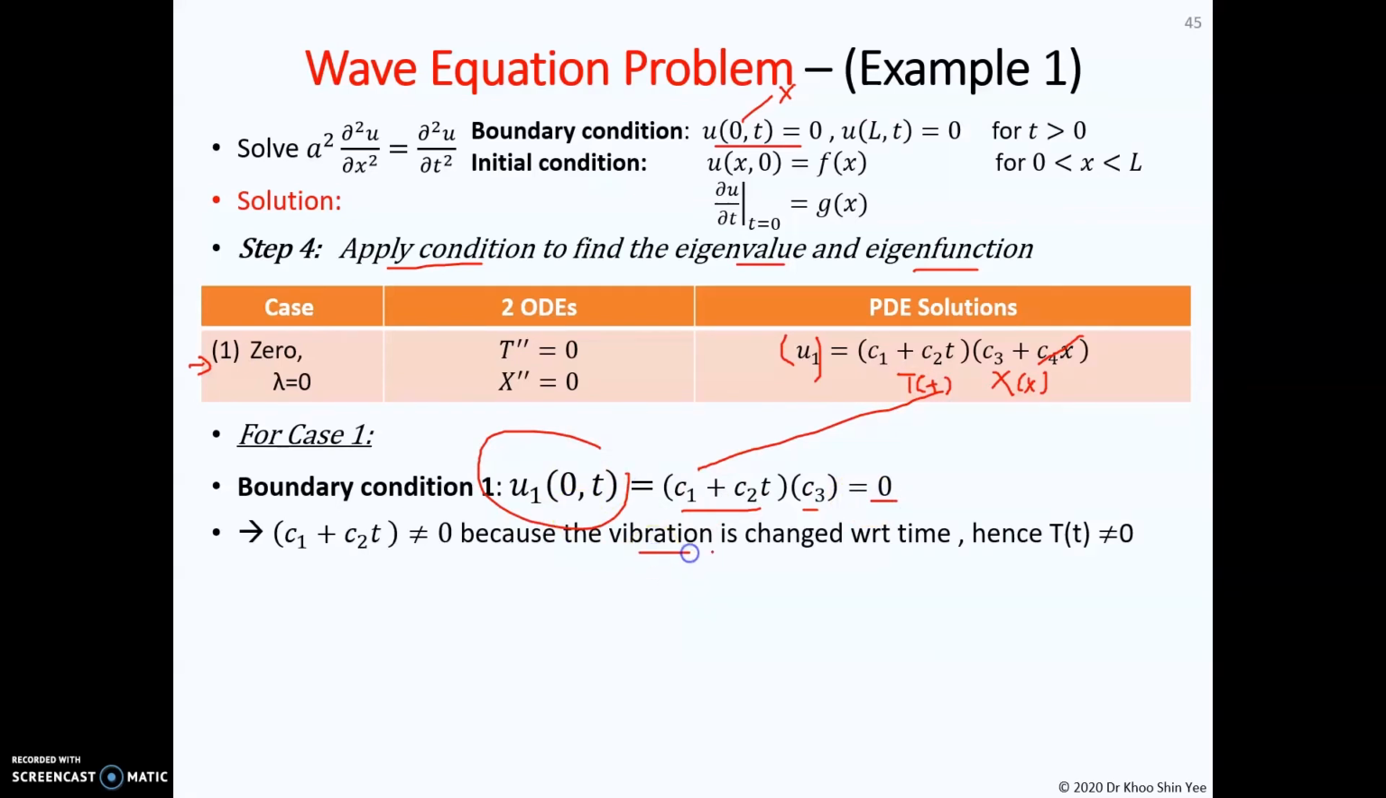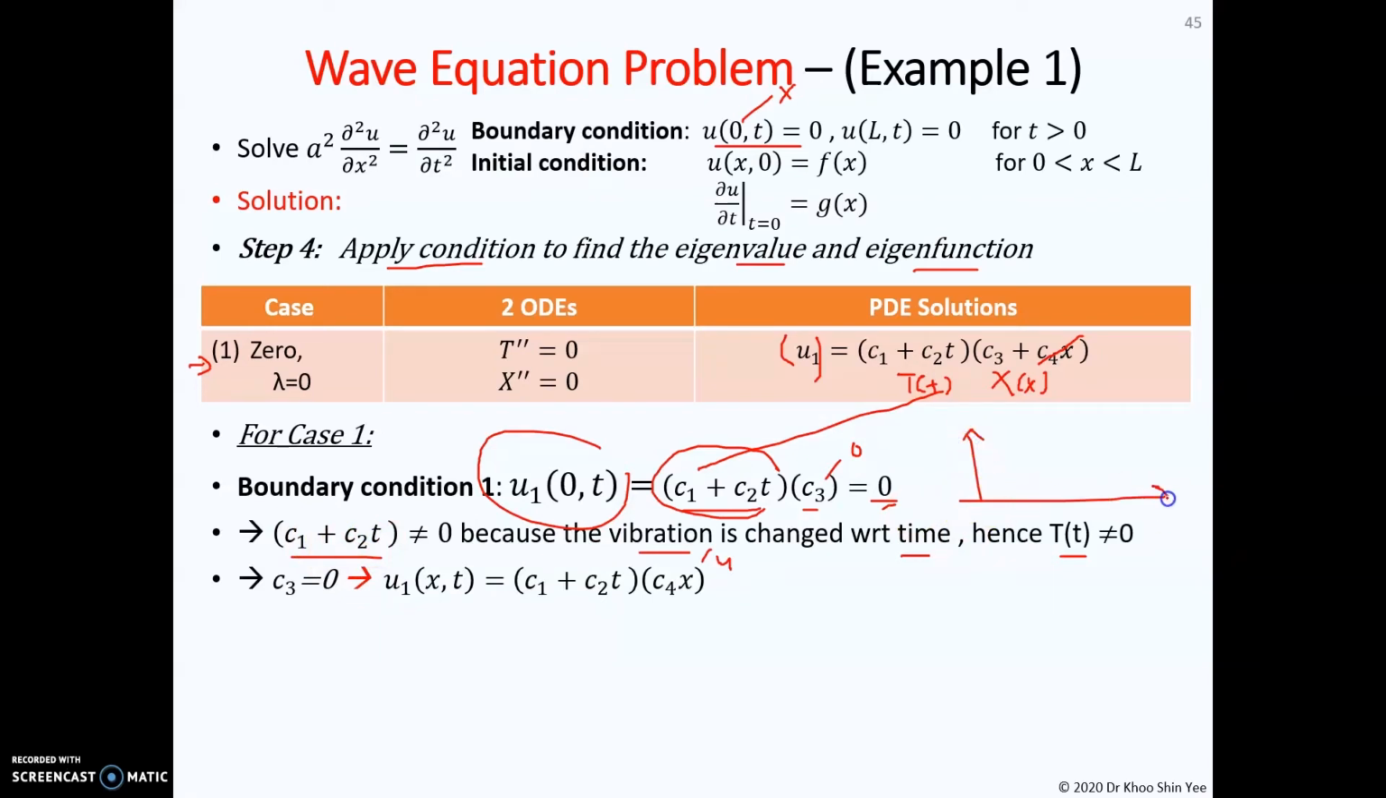We know that the variation u here is dependent and changes with respect to time. Therefore, the t function here cannot be equal to 0. So this function cannot be equal to 0. Then your C3 must be equal to 0. From a mathematical point of view, you can imagine that C1 plus C2t here is a linear function. And since your t is greater than 0, it will be in this region, and you can see this function will never be equal to 0.